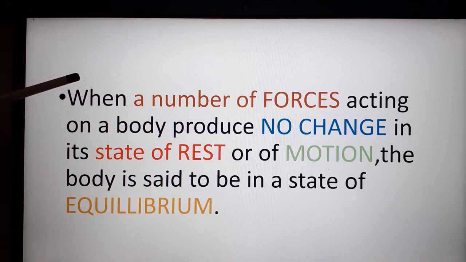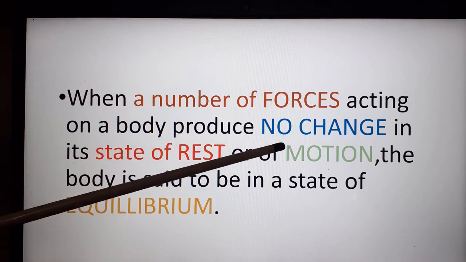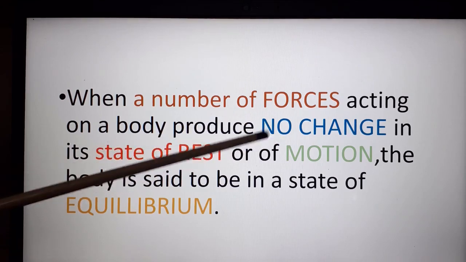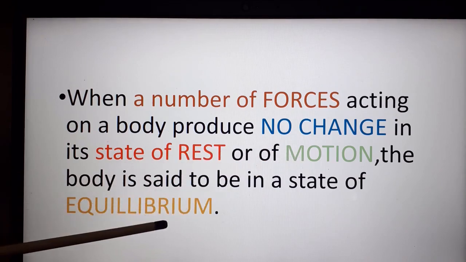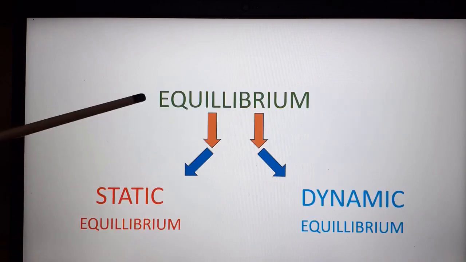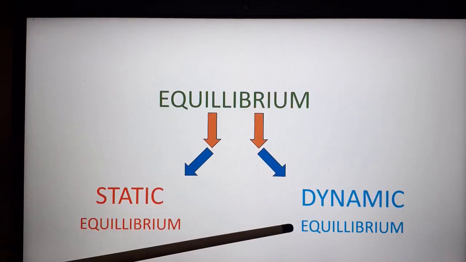So from the example we understood, when number of forces acting on the body produce no change in its state of rest or of motion, the body is said to be in state of equilibrium. Equilibrium is of two types: static equilibrium, dynamic equilibrium.